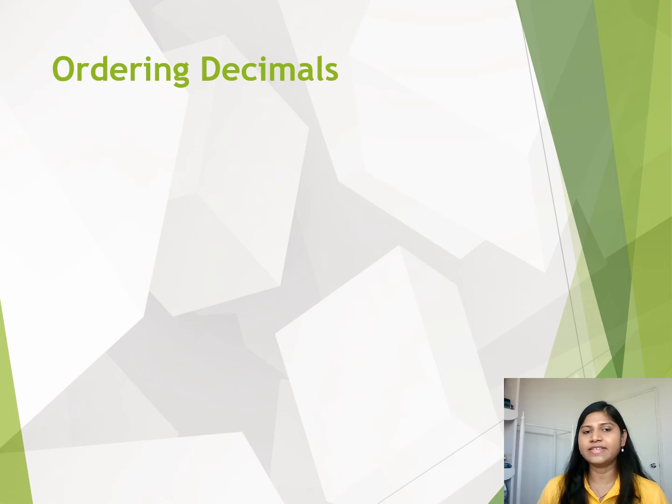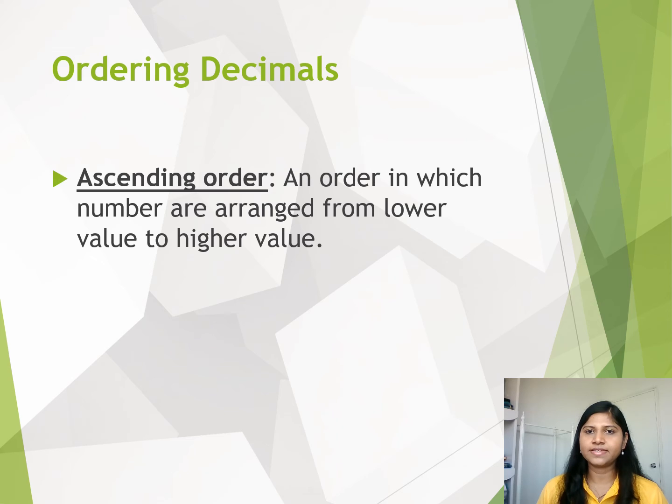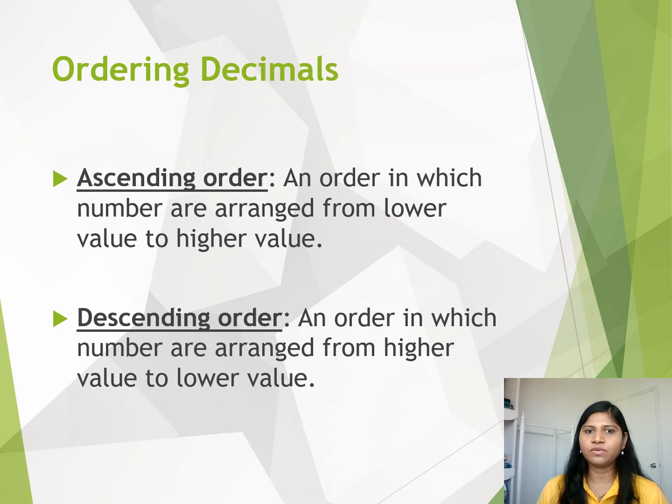After comparing decimals, we will move on to how to order decimals. Decimals can be arranged in two ways. From lowest value to highest value, that is ascending order. And from highest value to the lowest value, that is descending order. You can remember descending as decreasing. So decreasing order is descending order.